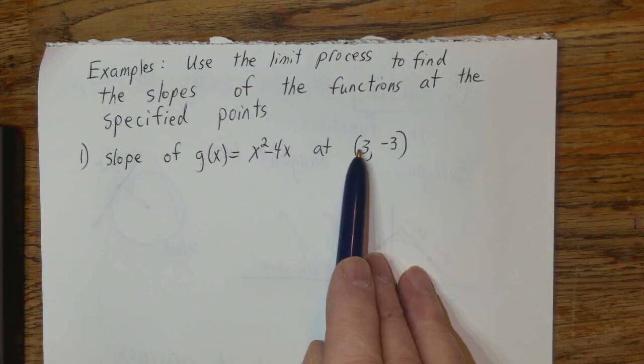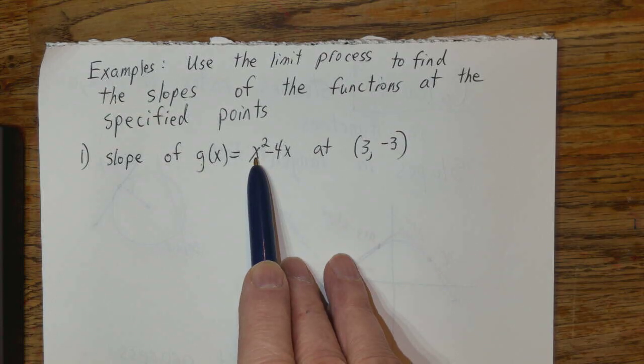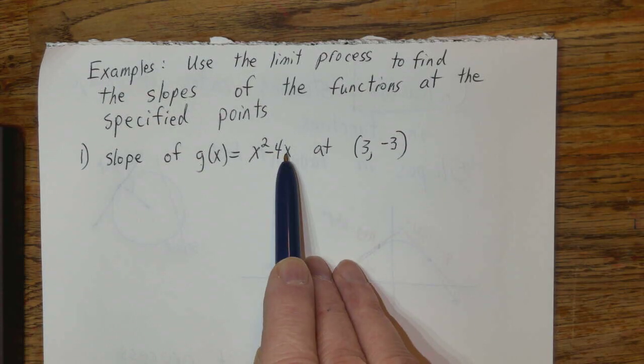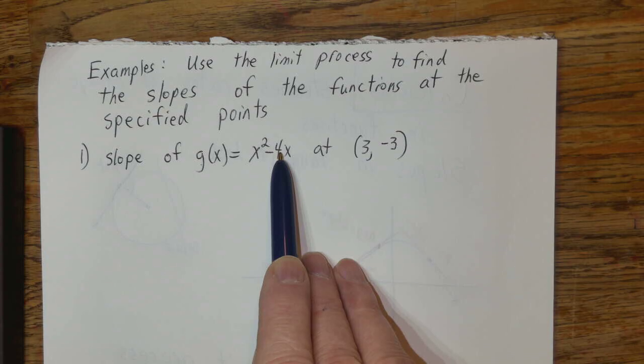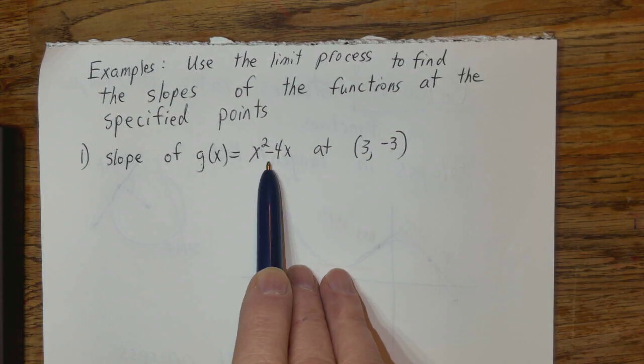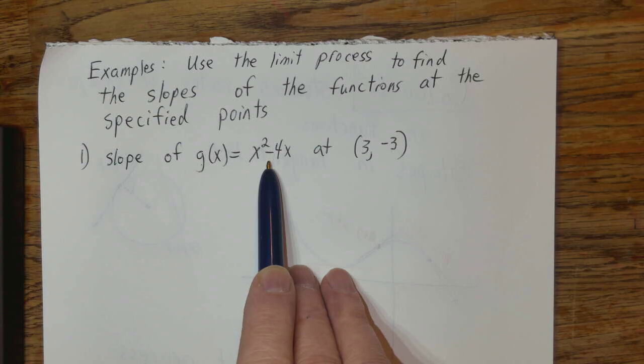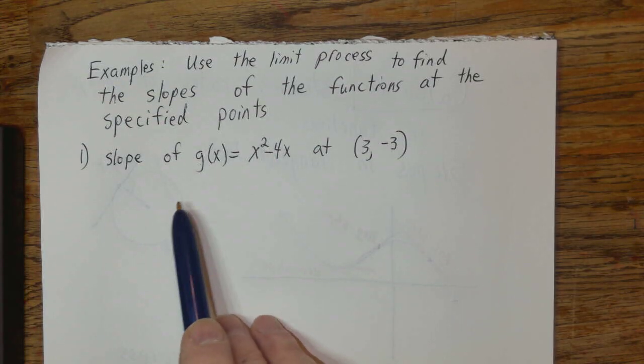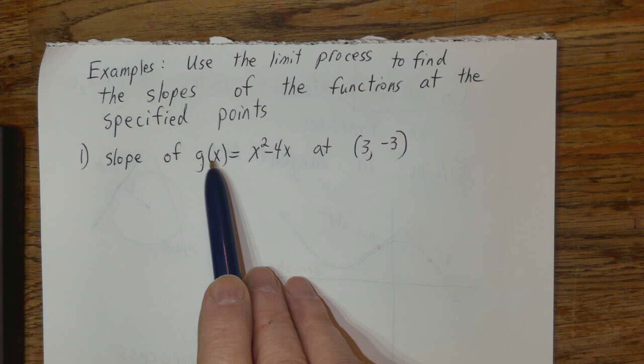Now this is a point because 3 to the second power is 9, 4 times 3 is 12, and 9 minus 12 is negative 3. So (3, negative 3) is a point on there. So at that specific point, what is the slope of the tangent line of g of x?